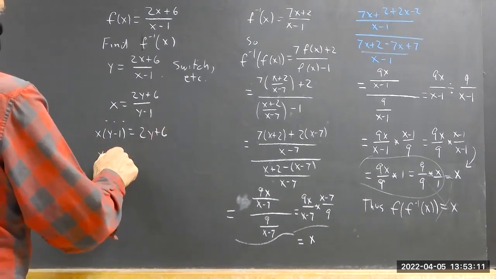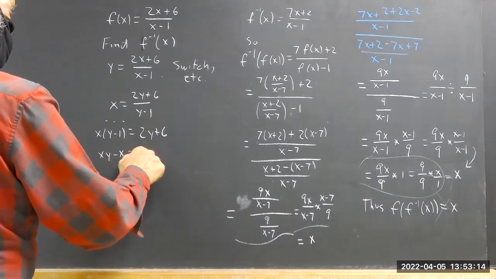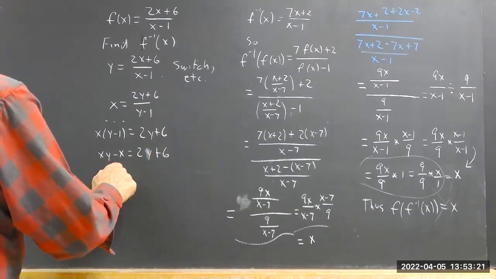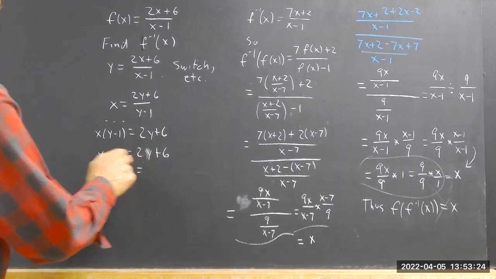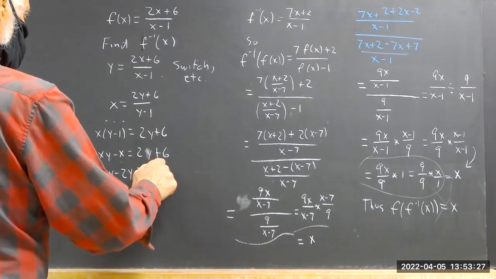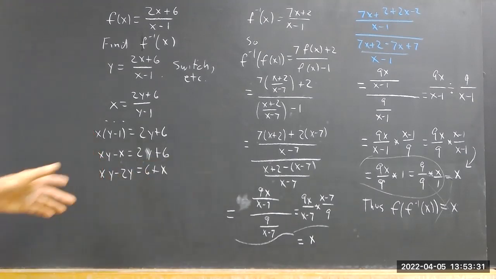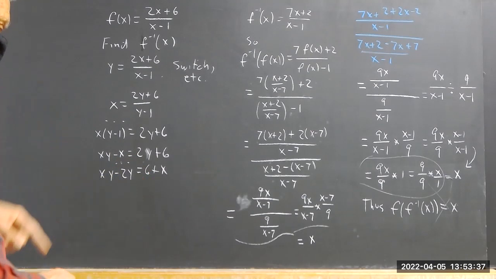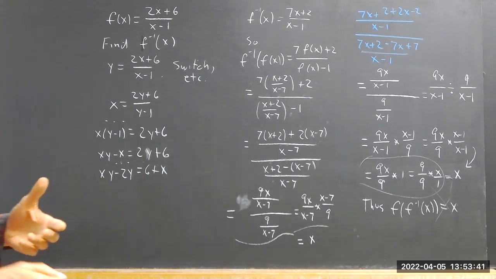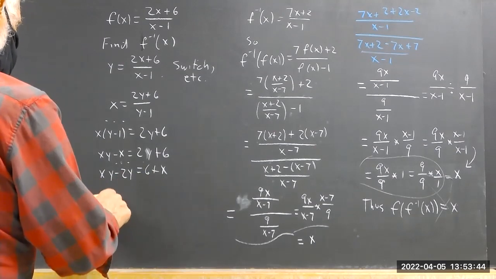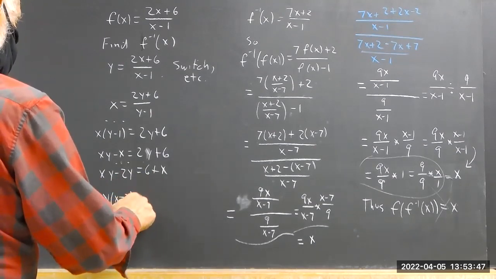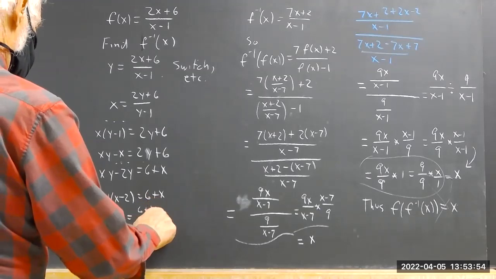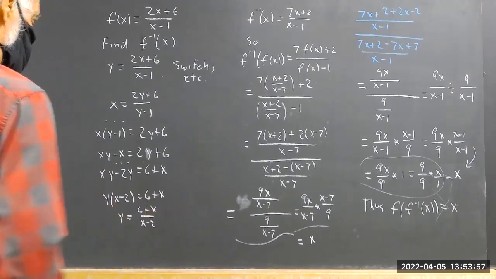And you get xy minus x equals 2y plus 6. You can rearrange that to get your y's on one side by subtracting the 2y from both sides. You get rid of this x by adding it to both sides. You get this. Okay, so again, I'll fill in the skip step to make sure you understand what we're doing. You get down to this point and you factor out the y, just like you did before.